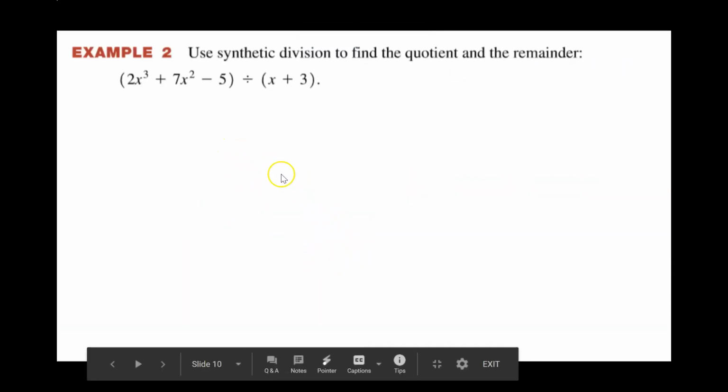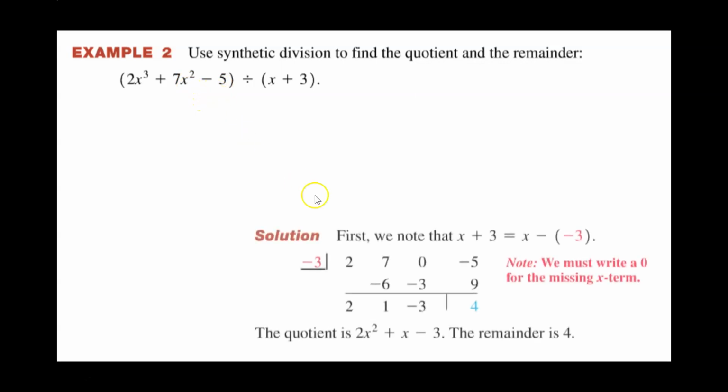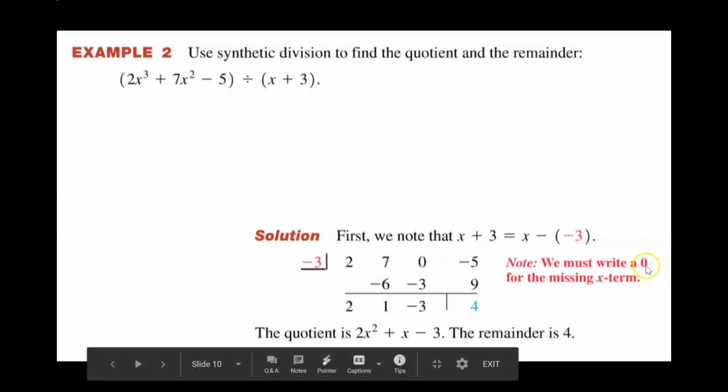So here is going to be another example. Notice here, look what's missing. We have a 3, we have a 2, but we're missing an x because we got to go down in order: 3, 2, 1, and then 0. So again, we're going to write in the coefficients in front: 2, 7, 0, -5. We have to write that 0 for the missing term.